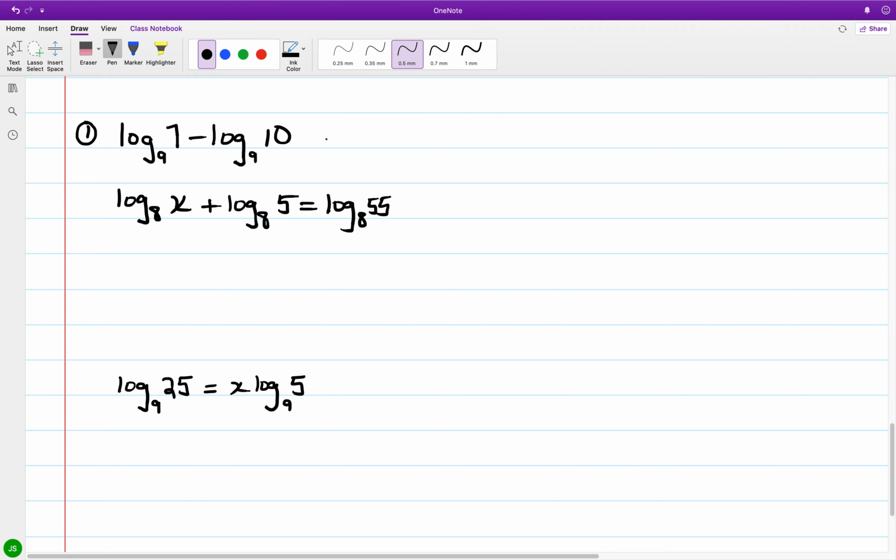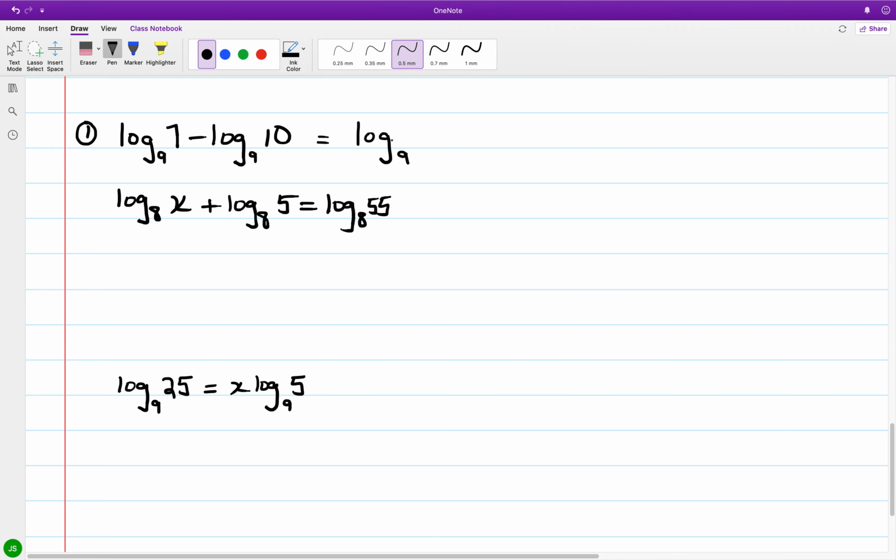Now in the case of the difference of logarithmic terms in the same base, you're converting from subtraction to division. So looking at the single term, we have the base 9 logarithm of 7 minus the base 9 logarithm of 10.